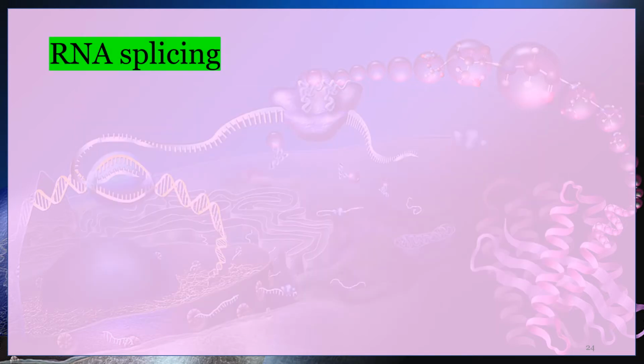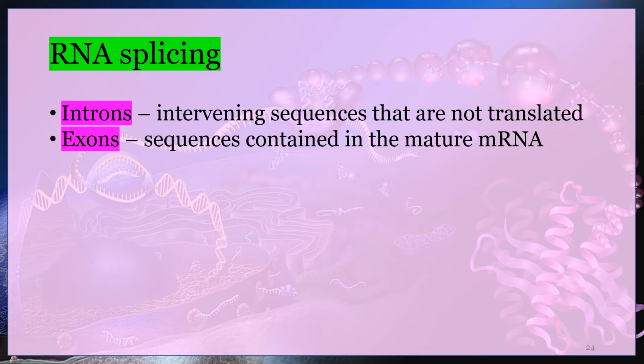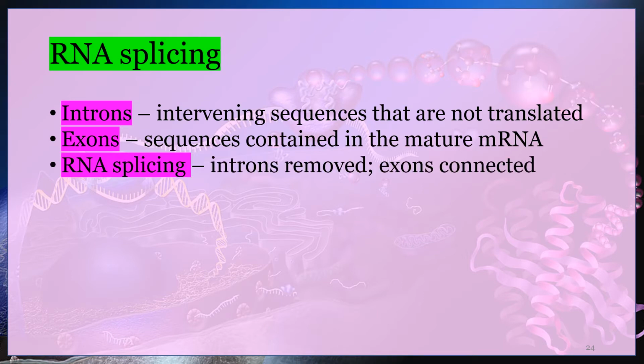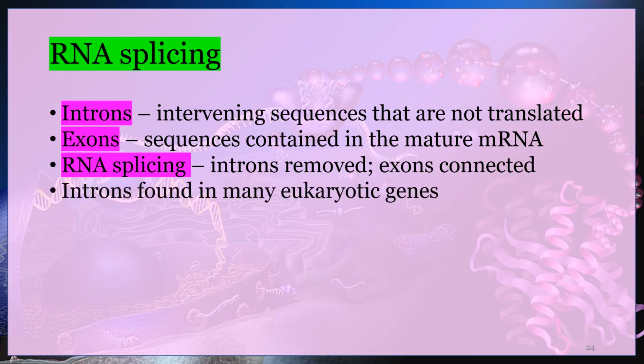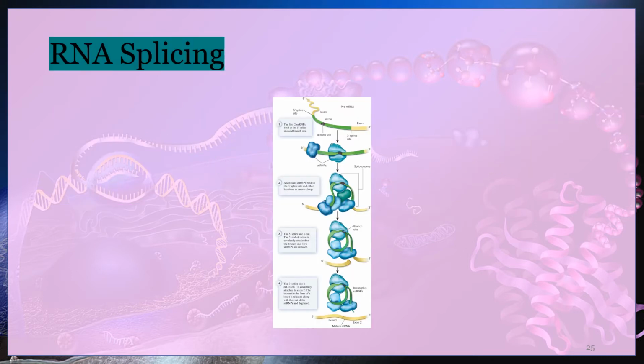We then have what's called RNA splicing. Here we involve introns, which are intervening sequences that are not translated. We have exons, which are sequences contained in the mature messenger RNA. RNA splicing itself is where the introns are removed and the exons are connected. Introns are found in many eukaryotic genes. We have what's called a spliceosome, which contains enzymes for splicing. And looking at this diagram, this is how the introns are removed and the exons are connected to form that strand.